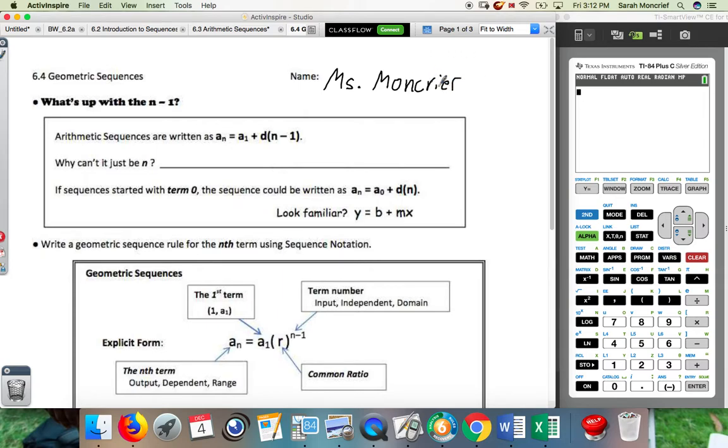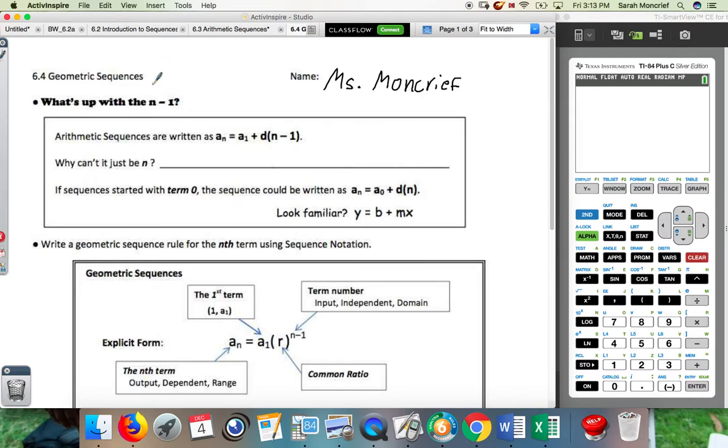So let's talk about it. Last Friday we learned about arithmetic sequences and how to create an explicit equation. Today we are doing the same for geometric sequences. It's pretty much the same work, but before we get into that, we want to talk about one quick thing.